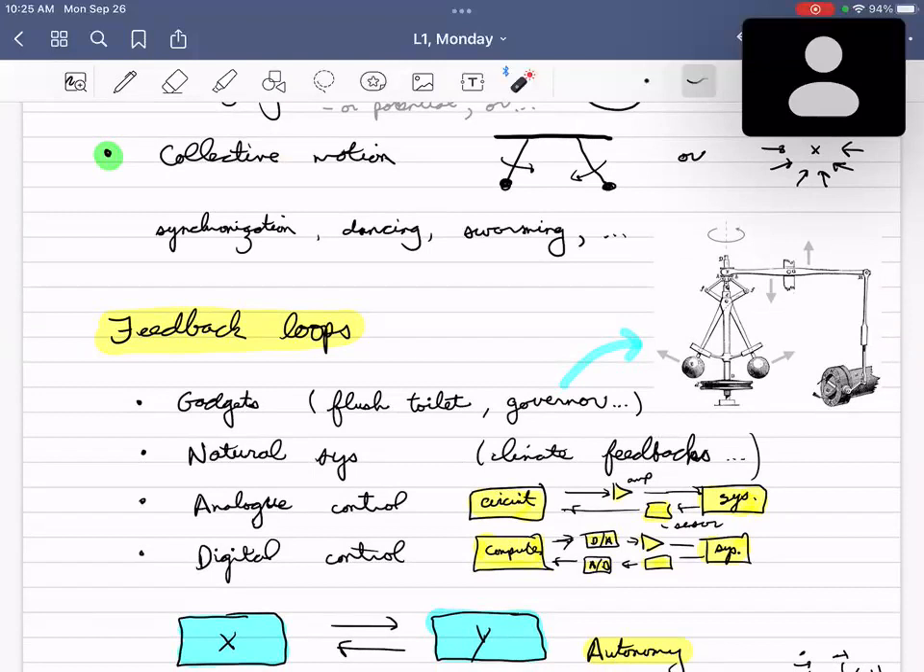The first basic notion is that of a feedback loop, and these can occur in many different kinds of systems.